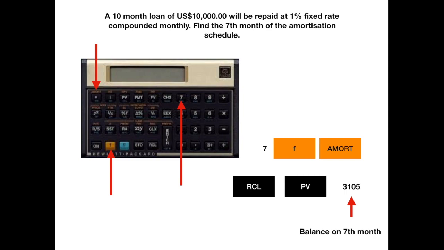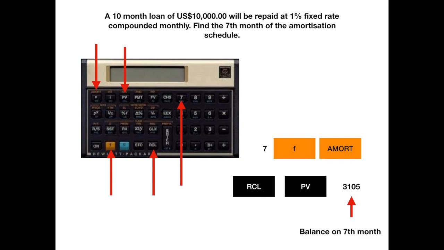But what we need now is to know the balance. So there's a special key which can give you the answer straight away. All you got to do is click recall, which is denoted by the key RCL, and PV, which means present value. So recall present value or recall principal. So by doing so, you get the value of the balance on the 7th month directly.